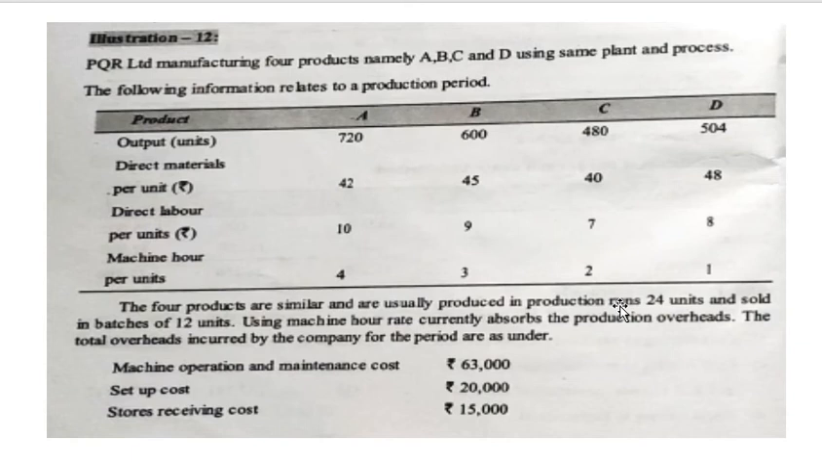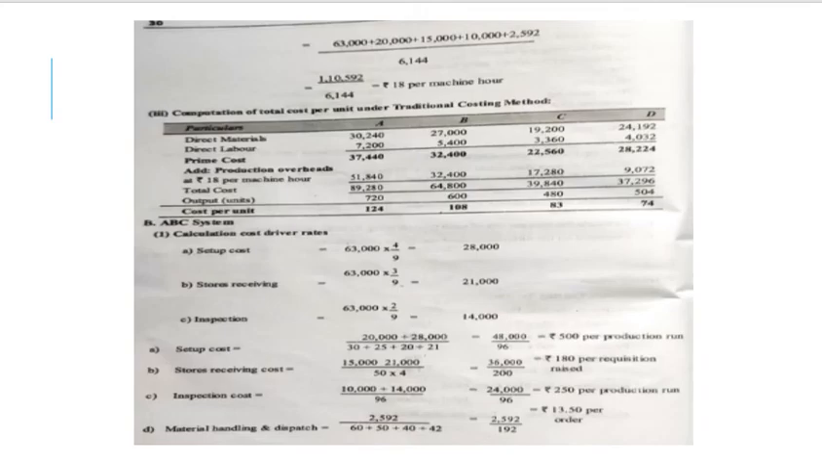So how many production runs? In one production run, 24 units are manufactured. Under A, 720 good units are obtained as output. If 24 units can be produced in one production run, then how many production runs are required to produce 720 units? 720 divided by 24 will give you 30.